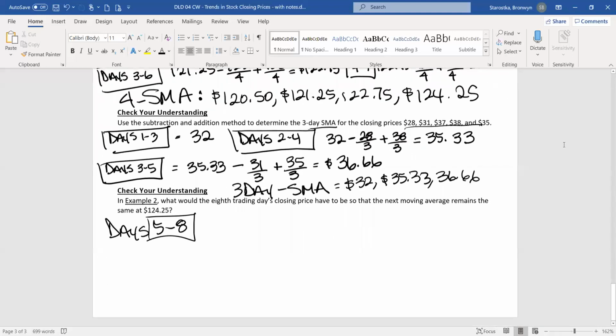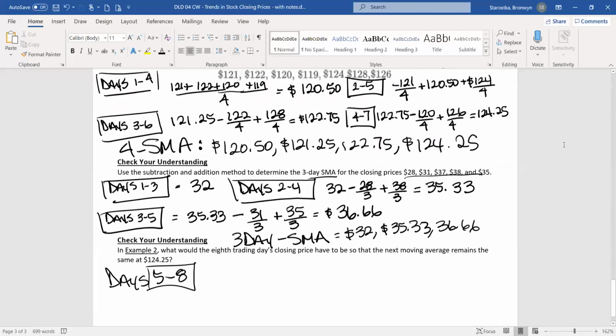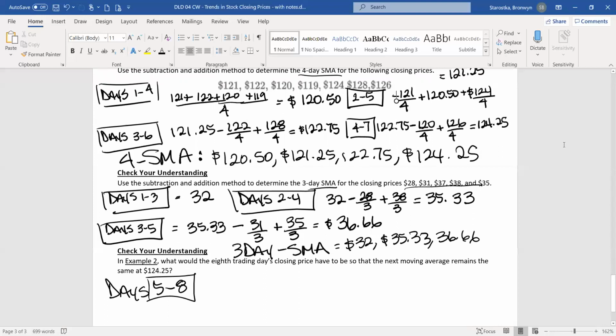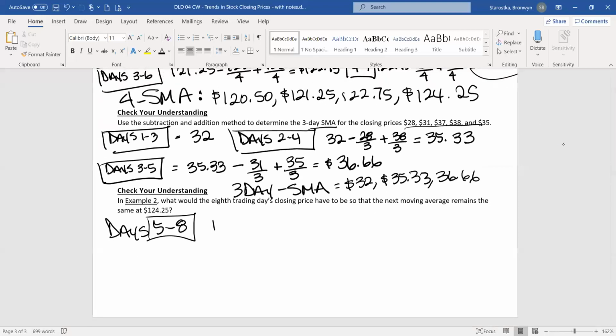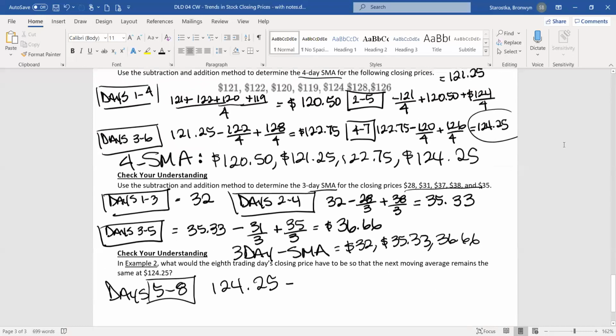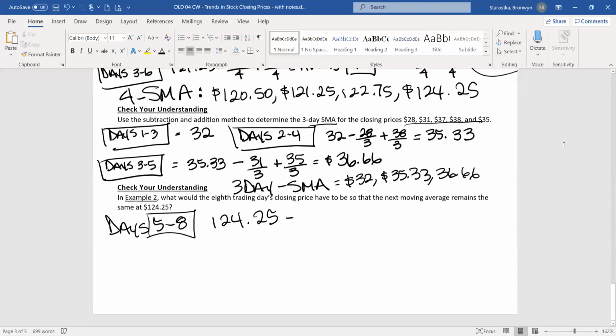I gotcha. All right. So on day 5, let's see, what was it? 1, 2, 3, 4, and 4 through 7. Okay, so the last one we did was the 124.25. So 124.25, and we subtract out day 4. So let's go up and look at day 4. 1, 2, 3, 4. Day 4 was 119.